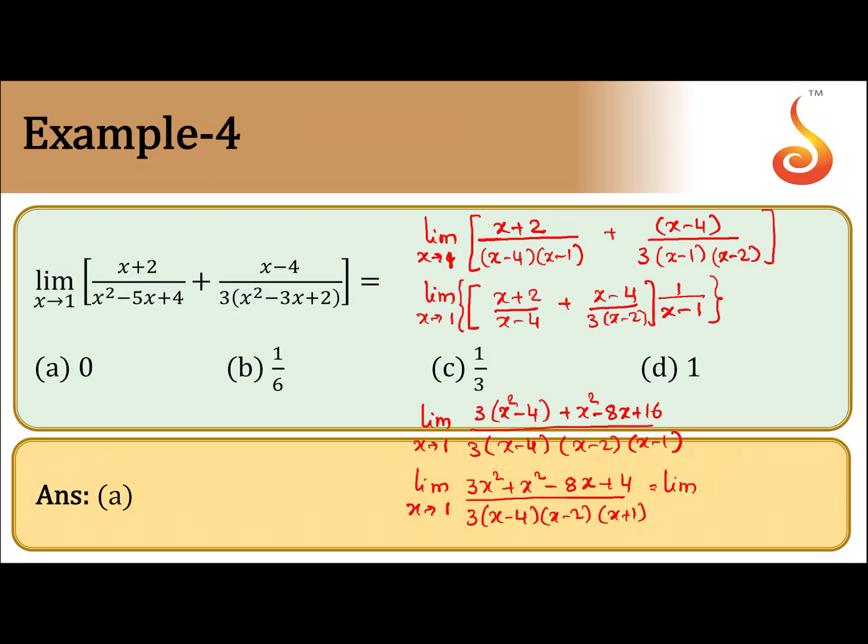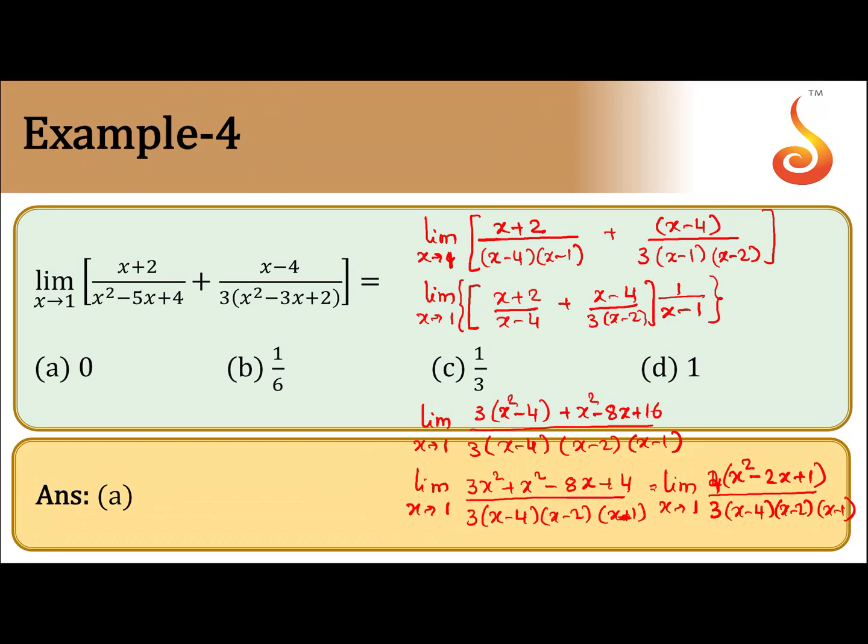So this can again be written as limit x extending to 1, it is x minus 1, x minus 1. So we get 2x square minus 8x plus 4. So again we take 2 common. We get 4x square minus 8x. So we can take 4 common. We get x square minus 2x plus 1, whole divided by 3 times x minus 4 into x minus 2 into x minus 1.